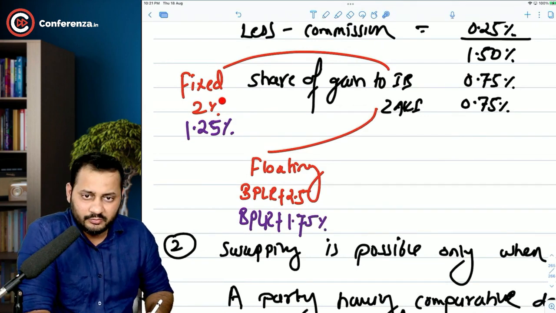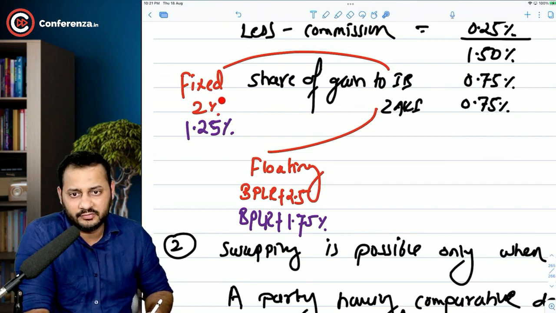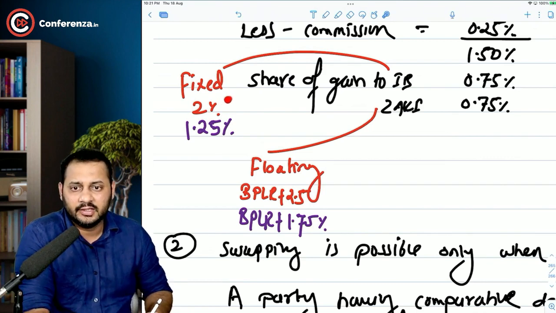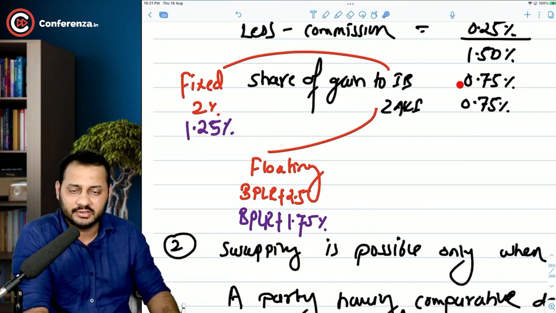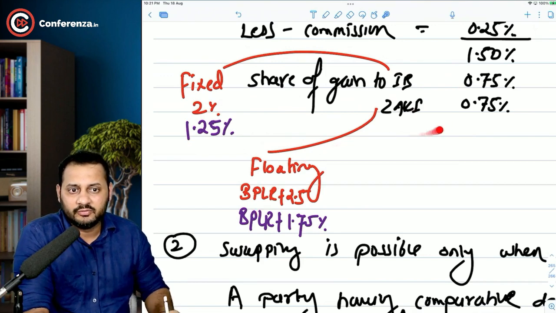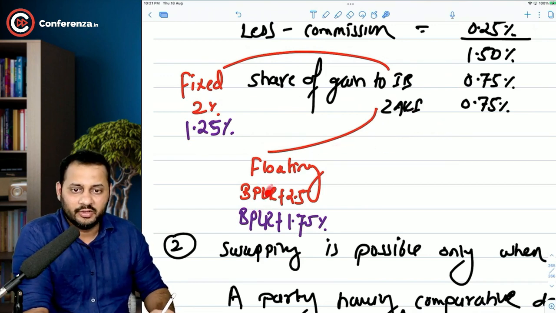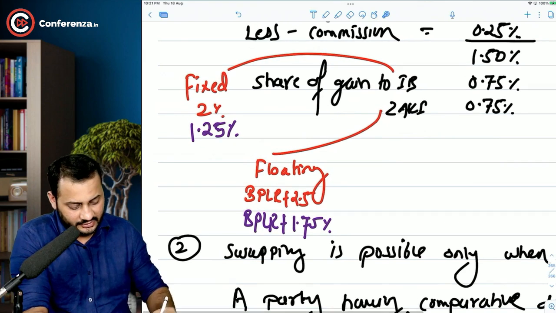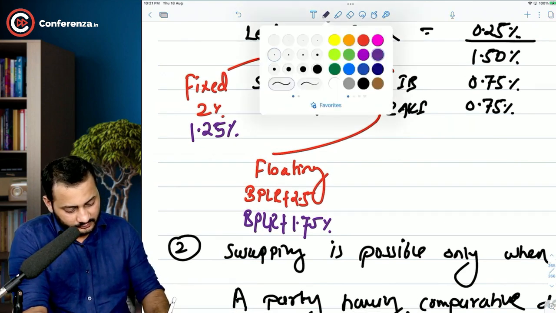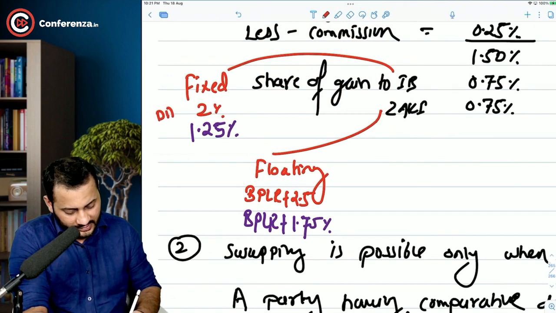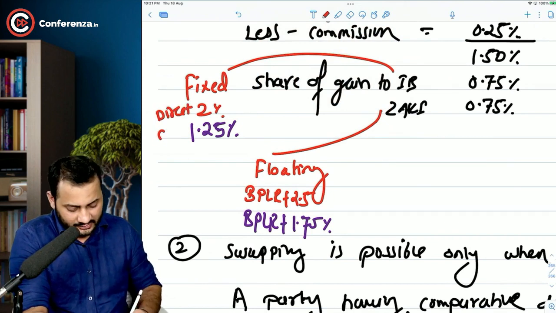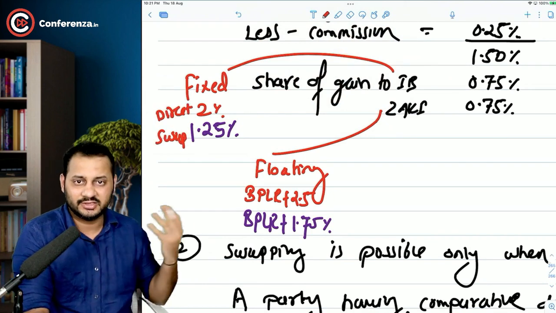See, if I can borrow directly from the market at fixed rate of 2%, and I can borrow at fixed rate in swapping but at 1.25%, can I say that the benefit is 0.75? Yes, sir. And this is the benefit of 0.75 to Zaki also. He wanted floating, he is getting floating, but at much lower than the direct market rate. Understand? This is the direct rate if you go to the bank, and this is a swap rate if you do some transactions in the swapping.